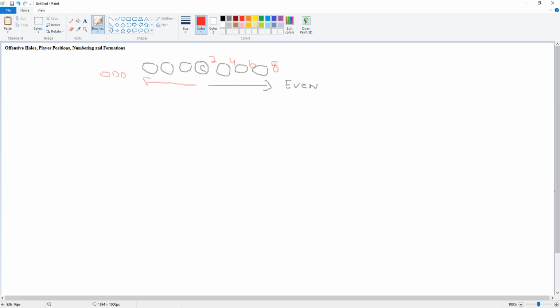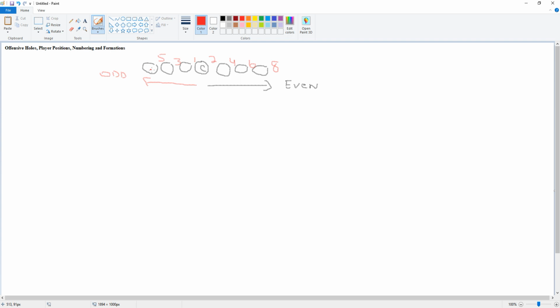On the left, between the center and the left guard, that's 1. Between the left guard and the left tackle is 3. Between the left tackle and the left end is 5. And then if we're going outside of the left end, that is 7.